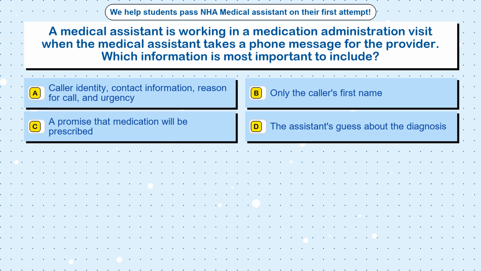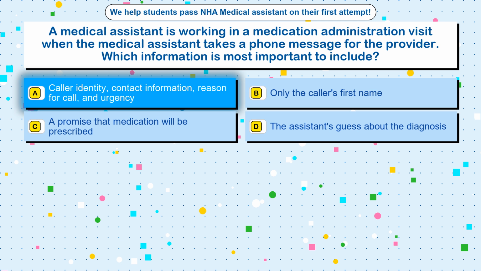Question 7. A medical assistant is working in a medication administration visit when the medical assistant takes a phone message for the provider. Which information is most important to include? Option A. Caller identity, contact information, reason for call, and urgency. Option B. Only the caller's first name. Option C. A promise that medication will be prescribed. Option D. The assistant's guess about the diagnosis. The correct answer is option A.